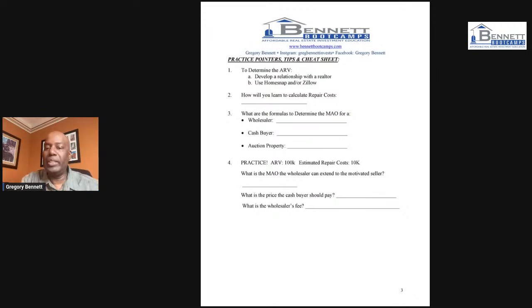All right, two ways to calculate it. You've got 200,000 for the cash buyer. They're buying it for 200,000. The wholesaler is putting it under contract for 180,000. The difference is 20,000. Or you could just take 5% of the after repair value, and you get the same number.